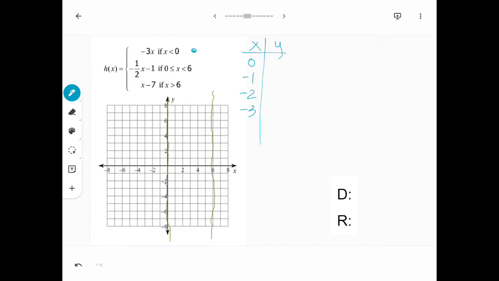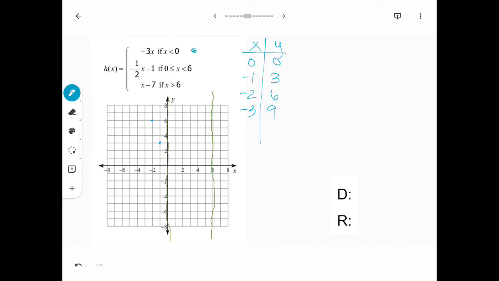So when we do 0 times -3, we get 0. When we do -1 times -3, we get 3. When we do -2 times -3, we get 6. And -3 times -3, we get 9. So again, I'm just plugging these x values into this top function. And I can plot those points to give myself an idea of what's happening so far. And we are going to actually sketch that.